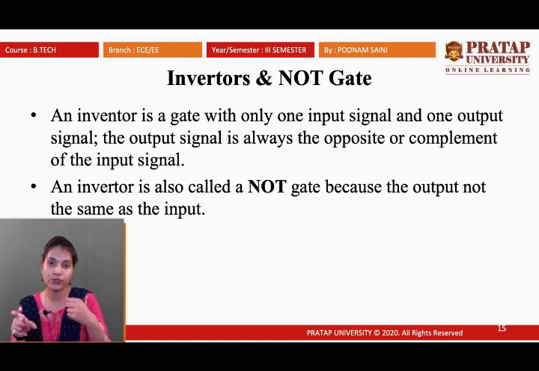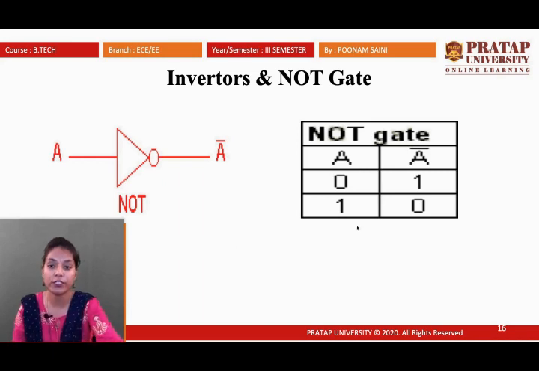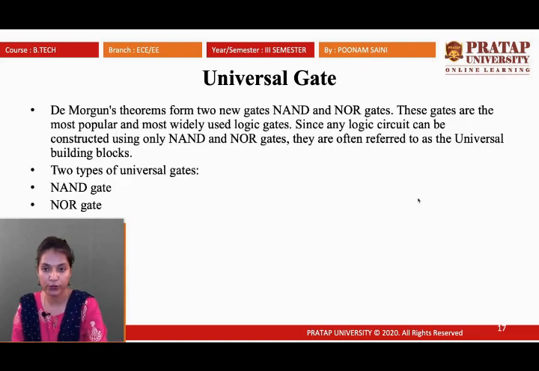If X is 0, the output should be 1. If X is 1, the output should be 0. An inverter is also called a NOT gate because the output is not the same as the input. So this is the inverter, A bar, the NOT gate. If A is 0, then the output should be 1. If A is 1, the output should be 0.